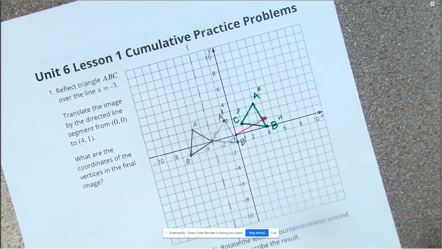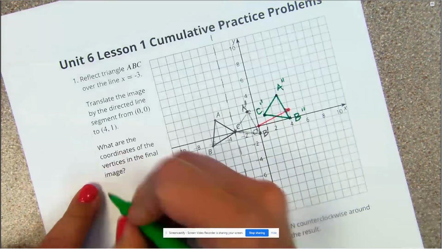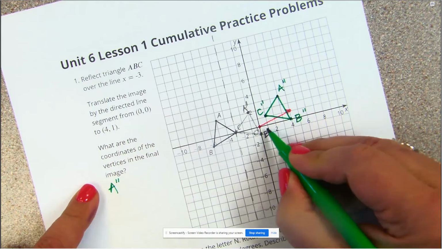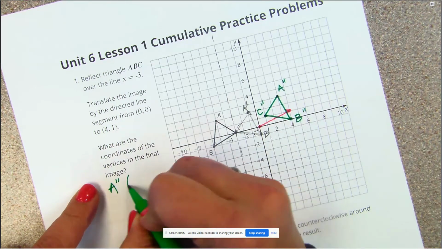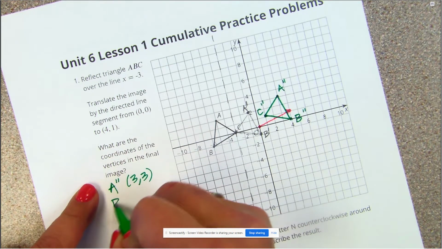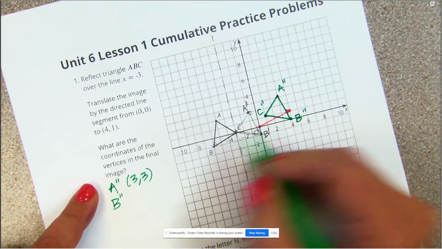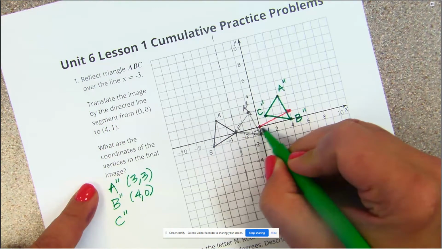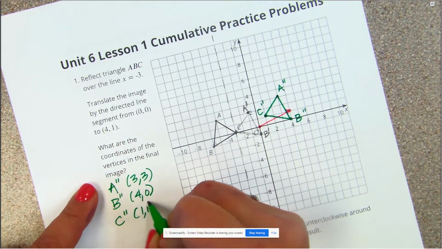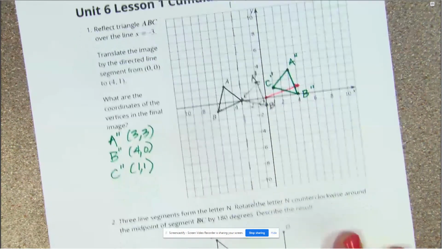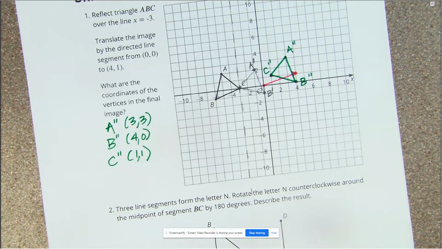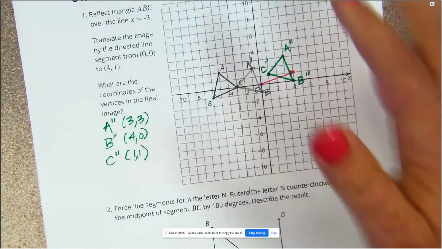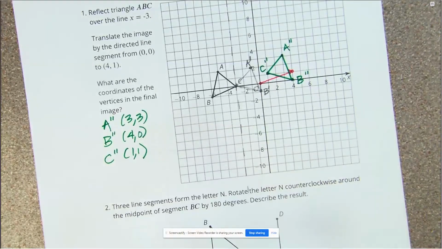And what are the coordinates of the final image? Well, A double prime looks like it's 3, 1, 2, 3. B double prime is 4, 0. And C double prime is 1, 1. All right, we're just practicing transformations today, and we have them in the coordinate plane, x-axis, y-axis points. Number 2, 3 line segments form the letter N.